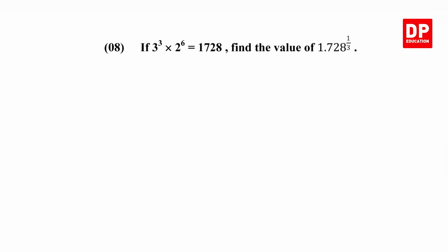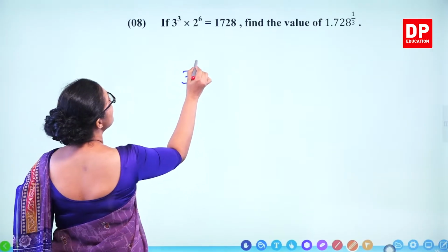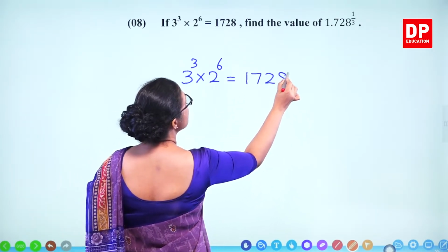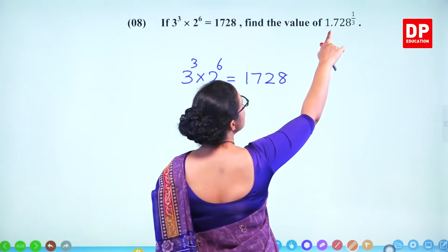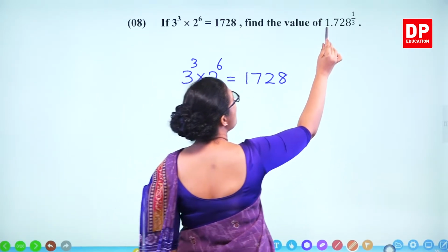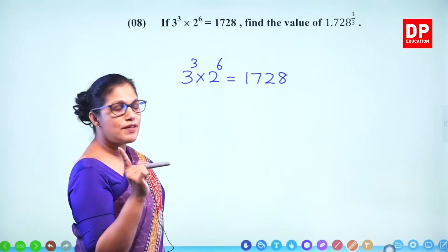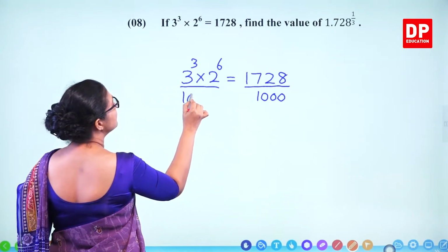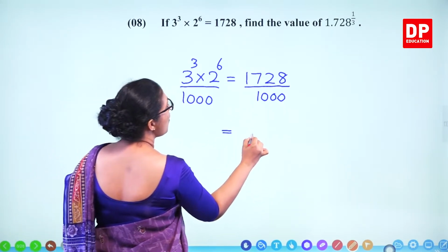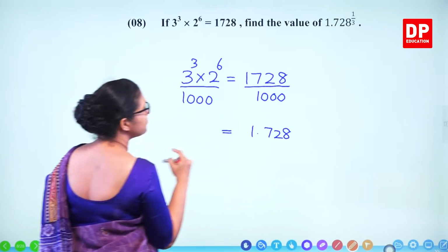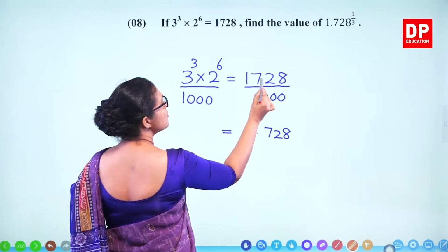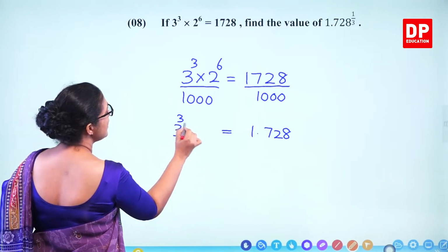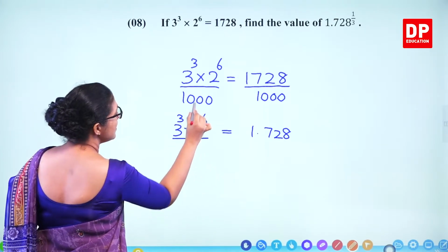Question number 8. 3 to the power 3 and 2 to the power 6 is 1728. But look at this value. This is 1.728. That means we need to divide this by 1000. So do the same thing here. So what do you get here? 1.728, move the decimal place 3 places to the left. So when you are doing this, you get 3 to the power 3, 2 to the power 6 and here 10 to the power 3.